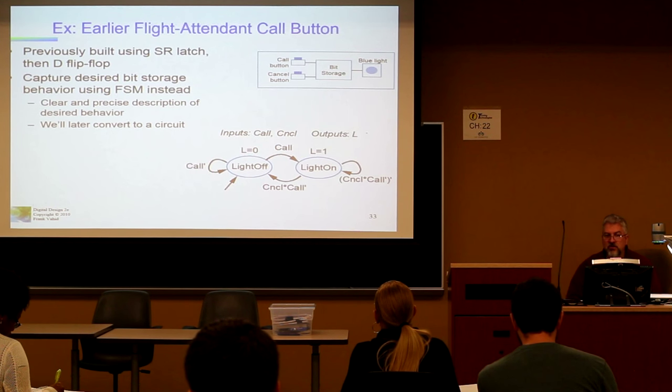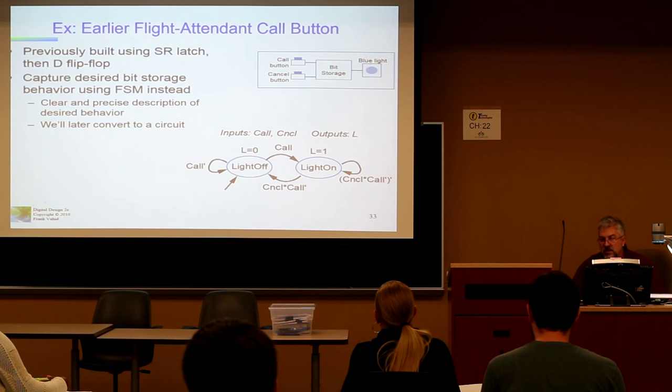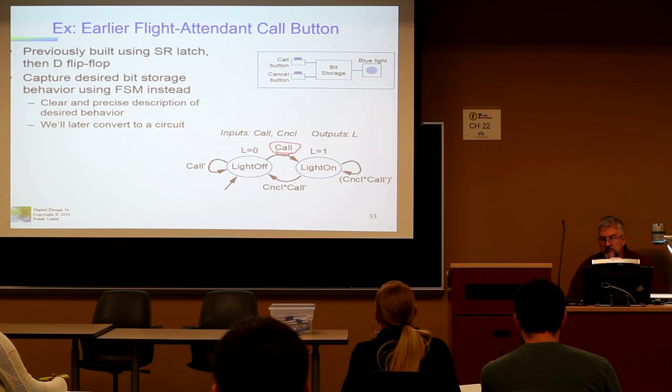So we had earlier the flight attendant call button. In this case, we use an SR latch, but use the D flip-flop. So the concept is the light will be off until you press the call button and the rising edge detects. So at this point, it doesn't matter what the cancel button is here. It will always go to the light on if the call button is pressed.